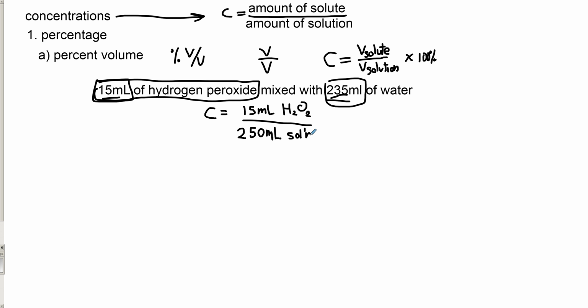So we'll do the math, and we get 0.06 times 100 is 6.0%. And we can say volume. So in other words, if you took 15 milliliters of pure hydrogen peroxide and you mixed it with 235 milliliters of water, you would get 250 milliliters of solution total, and the concentration, in other words, how much solute is in there, is 6% volume for volume.